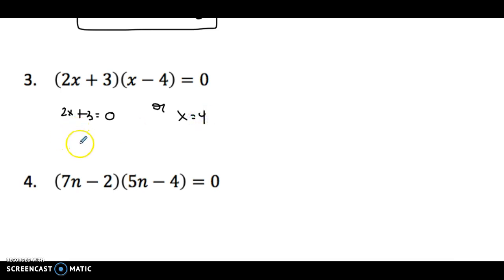Here, to get x by itself, you'll have 2x equals -3. Alright, there you go. And divide both sides by 2, so you get x equals -3/2. Okay, so these are your 2 solutions.